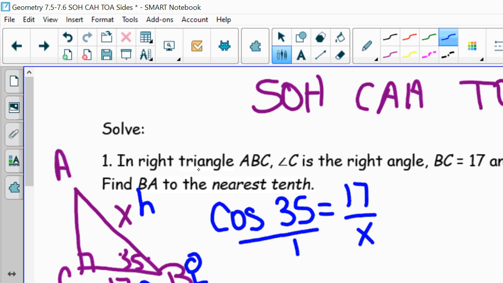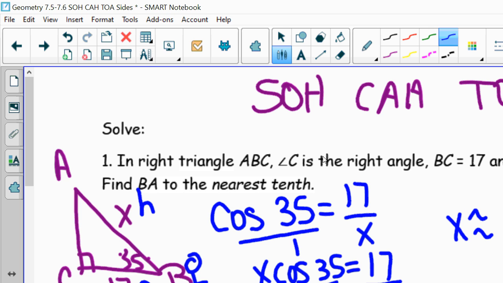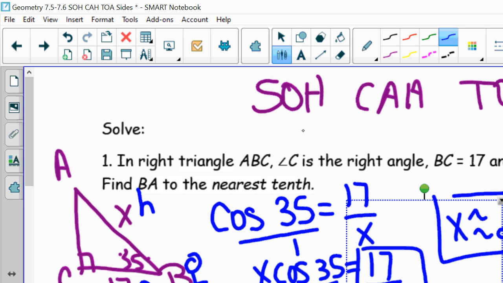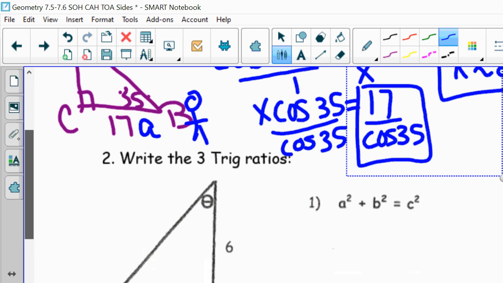Now, remember, this is like a proportion. To solve a proportion, we cross multiply. So I would get X times the cosine of 35 equals 17. I'm trying to solve for X, so I need to get rid of the cosine of 35. It's being multiplied, so the opposite is divide. So I divide both sides by the cosine of 35. So what I type in my calculator now is this, 17 divided by the cosine of 35. We're going to round to the nearest tenth. So when I do that, I get X is approximately 20.8. So our answer, our hypotenuse there, is approximately 20.8.